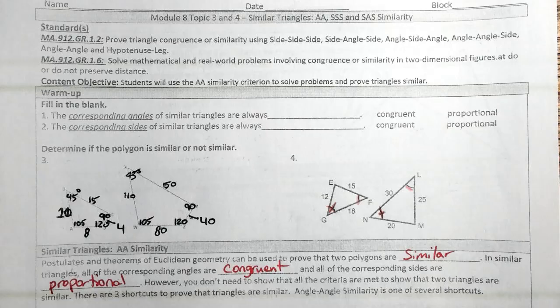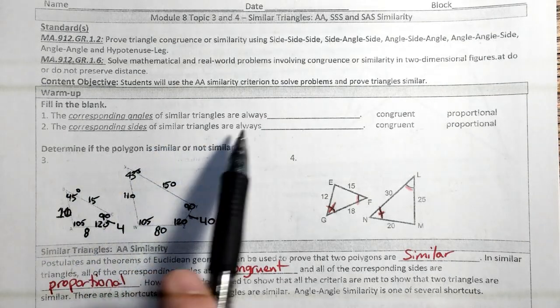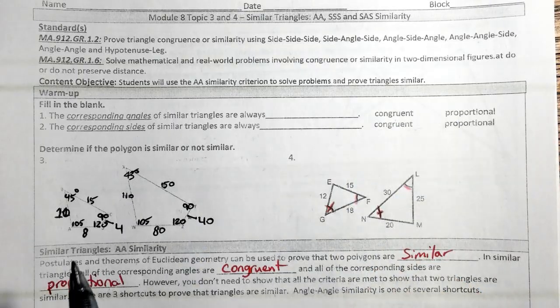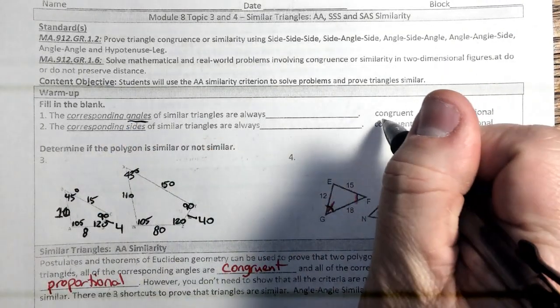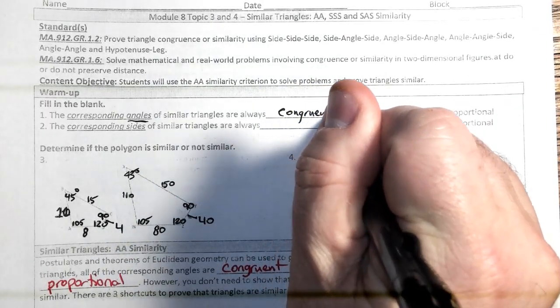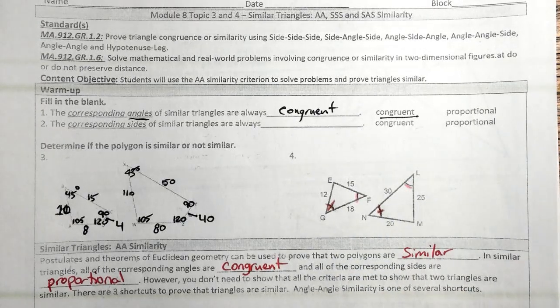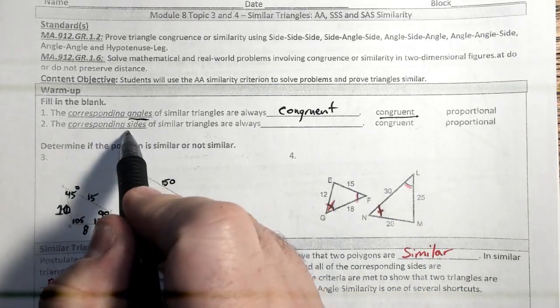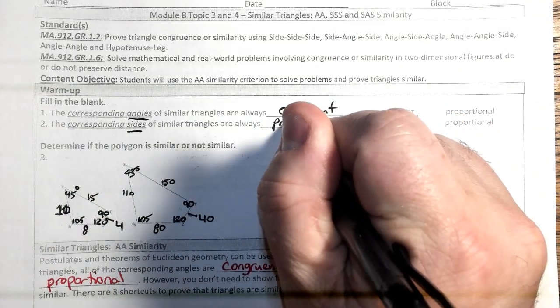So back to number 1. Corresponding angles of similar triangles are always congruent or proportional. Well, the angles are always congruent. Because remember, the angles don't change, the sides do. The sides are proportional, but the angles are congruent.